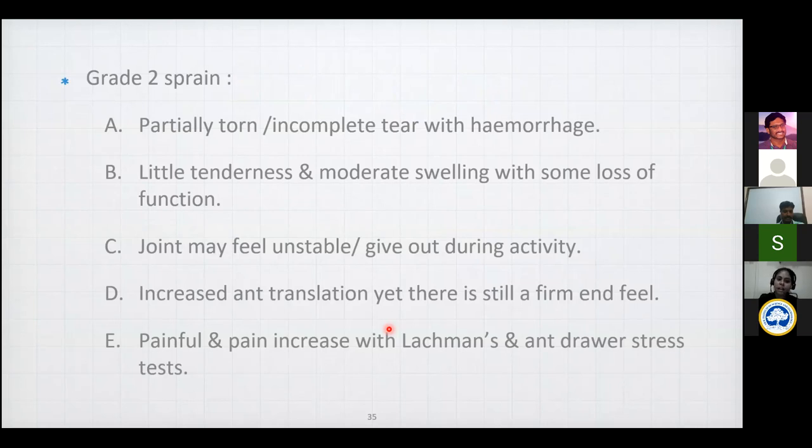Grade 2 sprain, partially torn or incomplete tear with hemorrhage. Little tenderness and moderate swelling with some loss of function. Joint may feel unstable, give out during the activity. So there is a giving way feeling during the activity. Increased anterior translation, yet there is still a firm end feel. So the ligament is still secured to some extent. Painful, and pain increases with Lachman test and anterior drawer stress test. We do these special tests to check the ligament integrity. So during the test, the pain increases. Grade 2 sprain can also be considered for conservative management in older people and children.